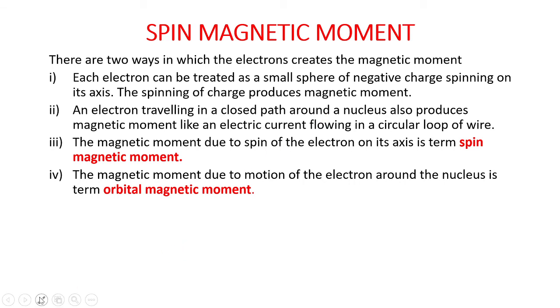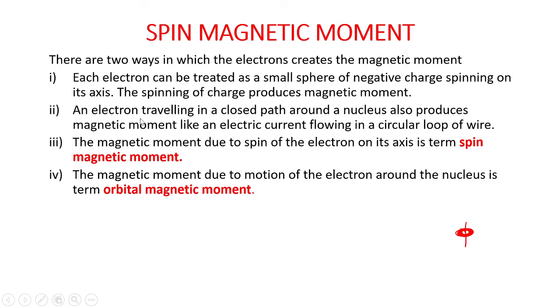So this electron moves around its own axis and behaves as a negative charge magnet, so it produces the magnetic moment. The magnetic moment due to the spin of the electron on its axis is termed the spin magnetic moment.